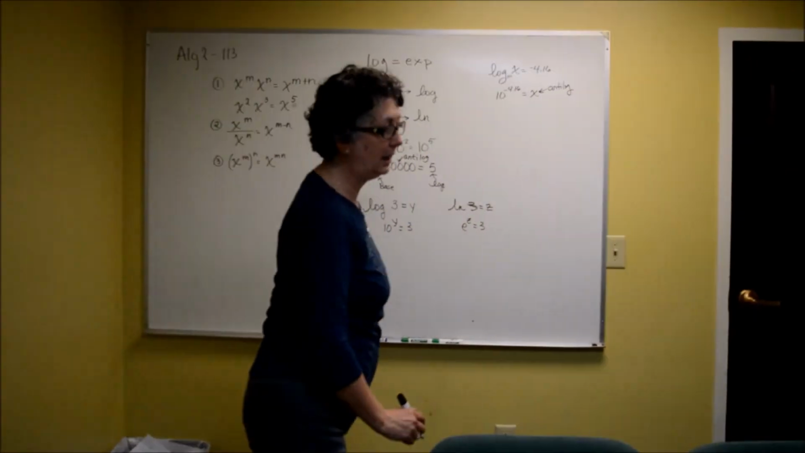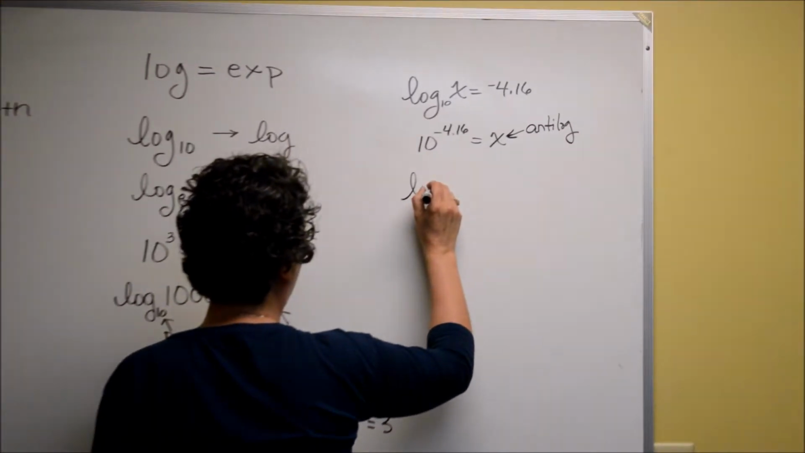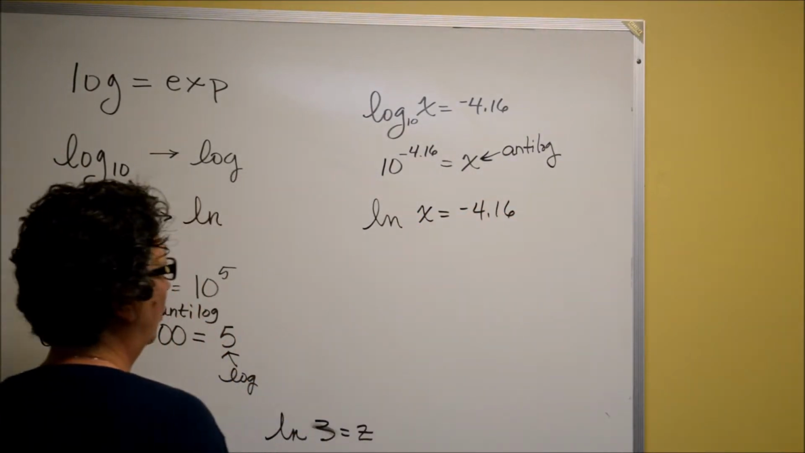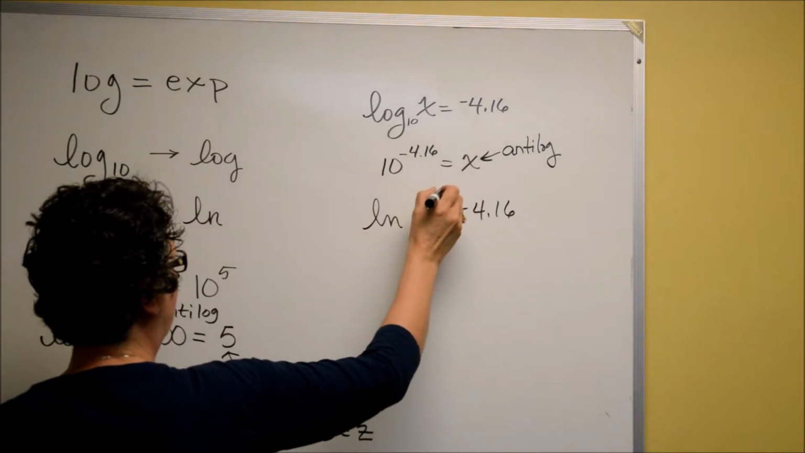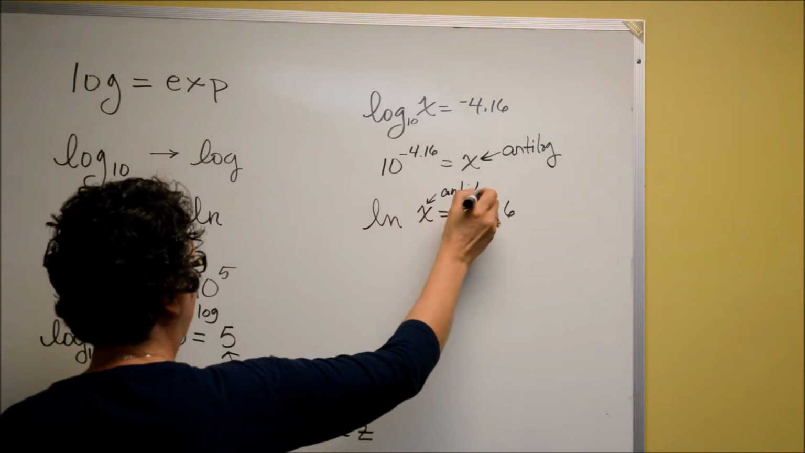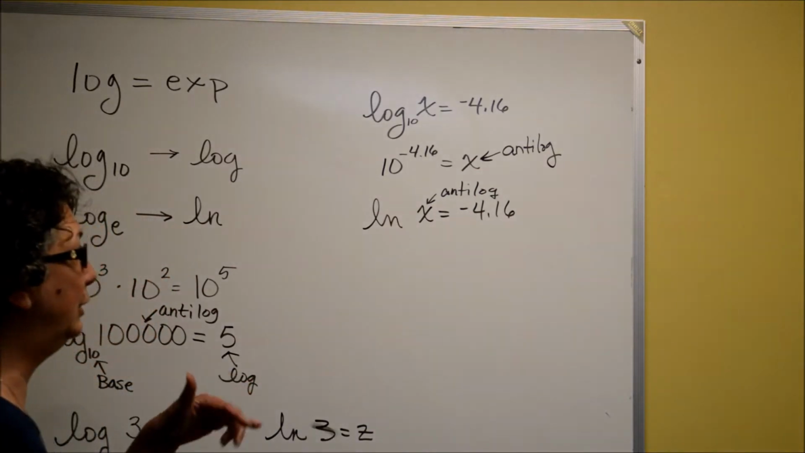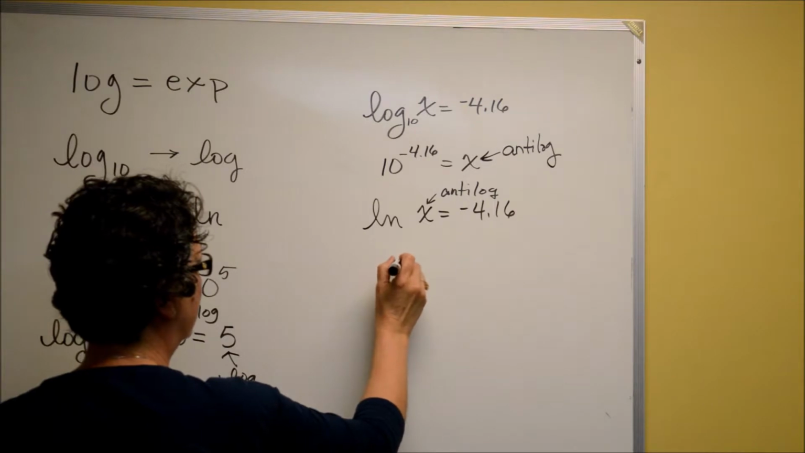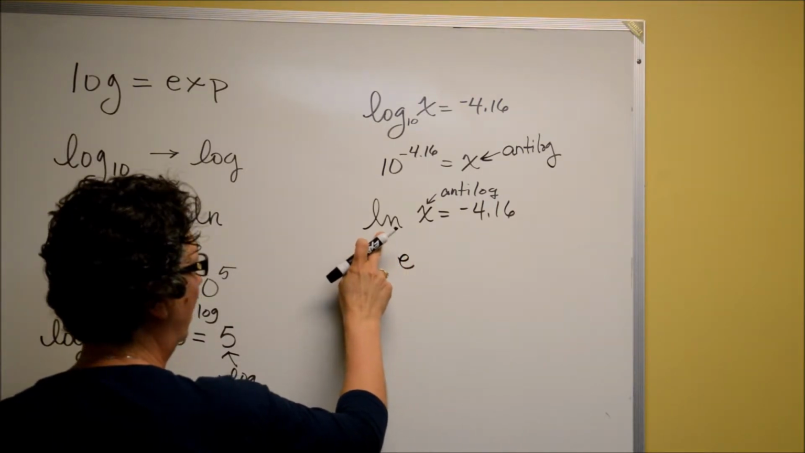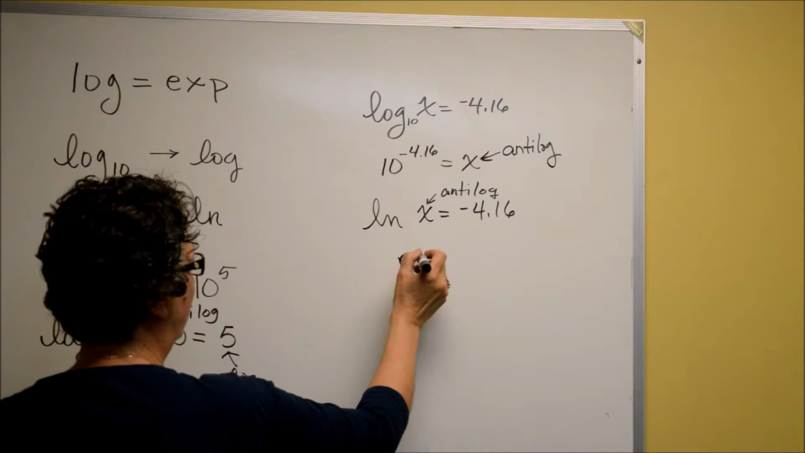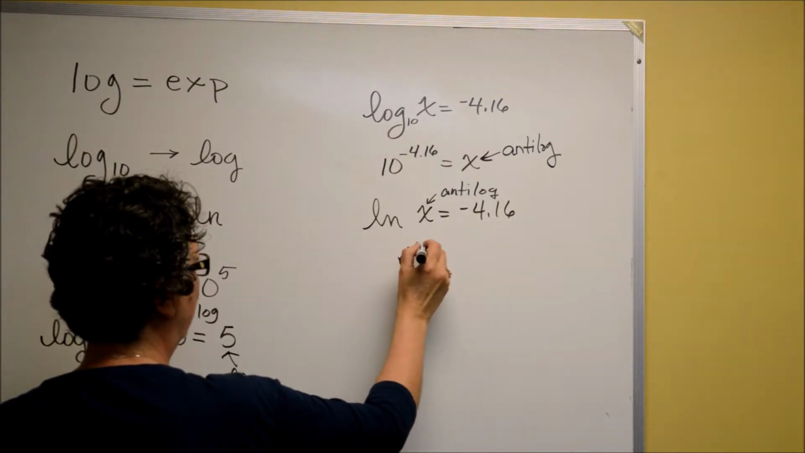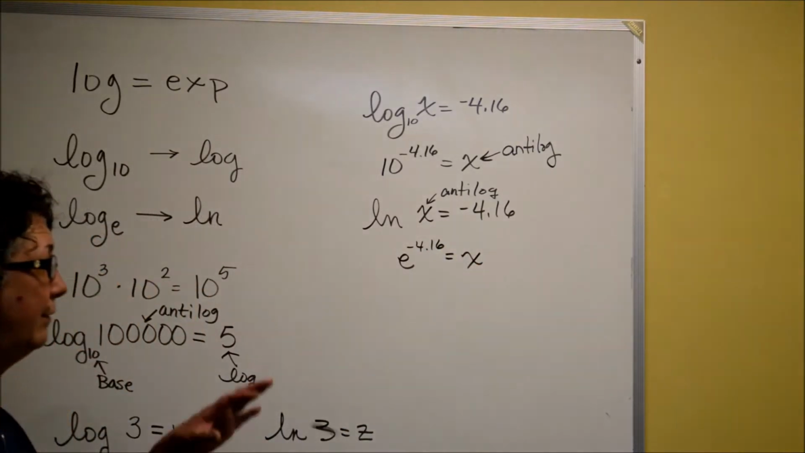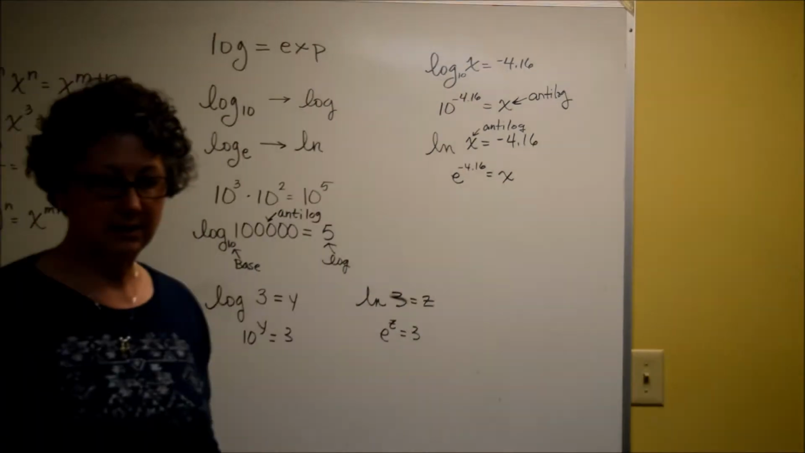Same thing with C. You've got the natural log of x is negative 4.16. What you're looking for is the antilog. The antilog is the number that you get when you raise a base to a power. So in this particular case, your base is e. You know that because it says natural log. You take e on your calculator and raise it to the negative 4.16 power, and you're going to get a value, and that's the value of x.